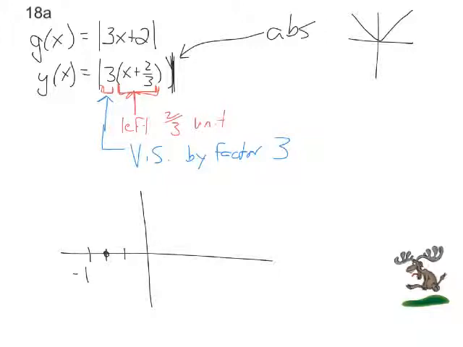So there's the vertex of the absolute value, and then the vertical stretch is going to be 3. So we're going to go out 1, up 3. Out 1, up 3. So we've vertically stretched it by a factor of 3. There we go. To the left 2/3 and vertically stretched by 3.